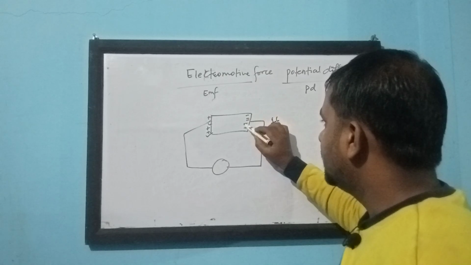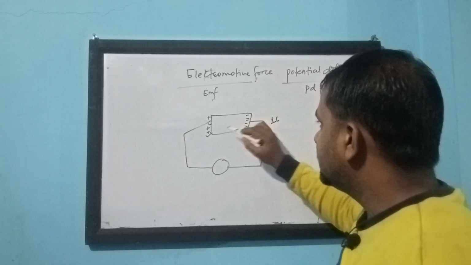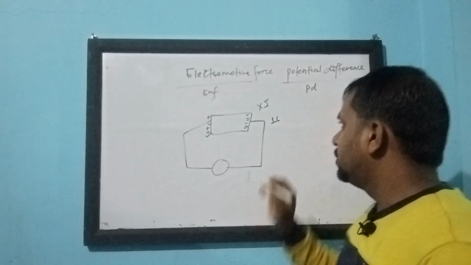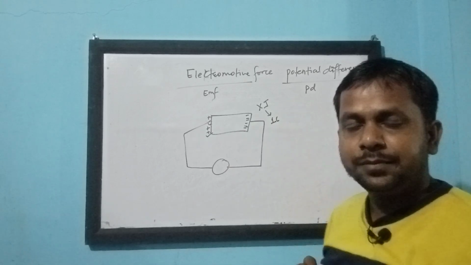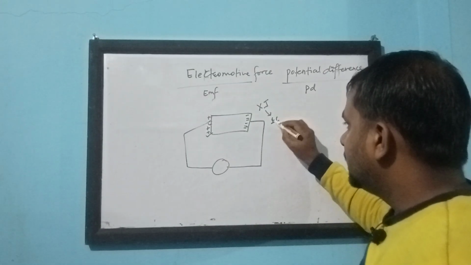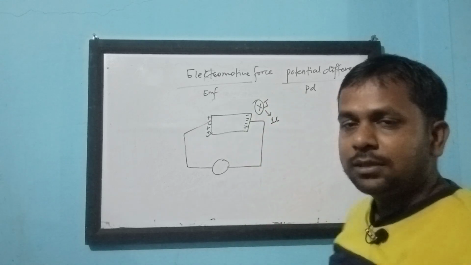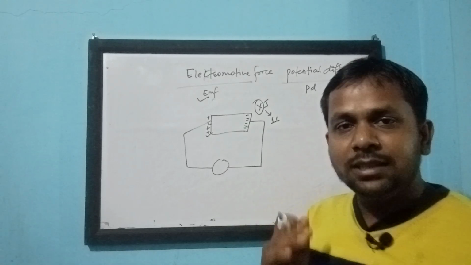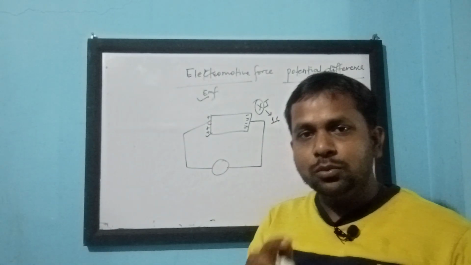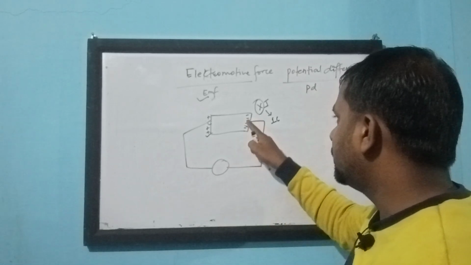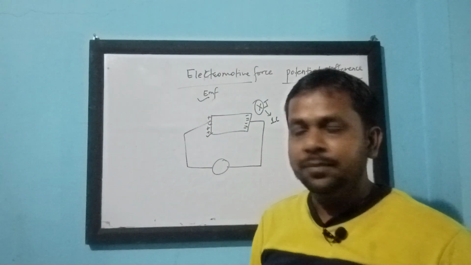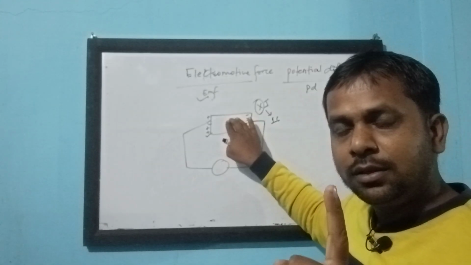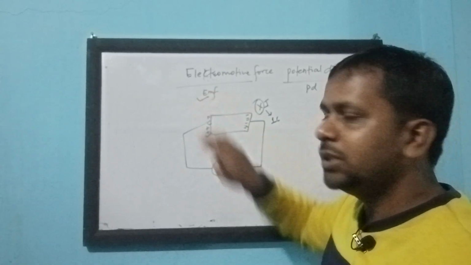Suppose this cell is supplying x joule of energy to 1 coulomb of charge, then this x is the value of EMF of this cell. How much energy is the cell supplying to 1 coulomb charge to move from one terminal to another terminal? The energy supplied by the cell to 1 coulomb, that is called electromotive force.